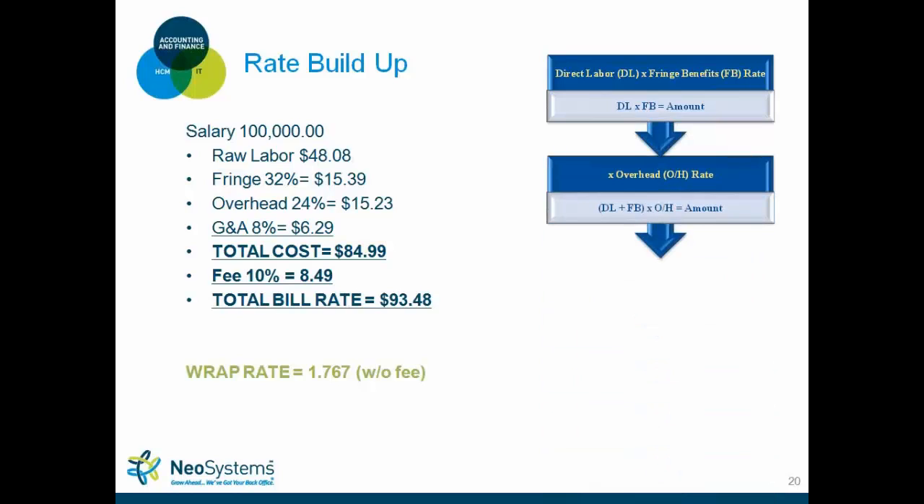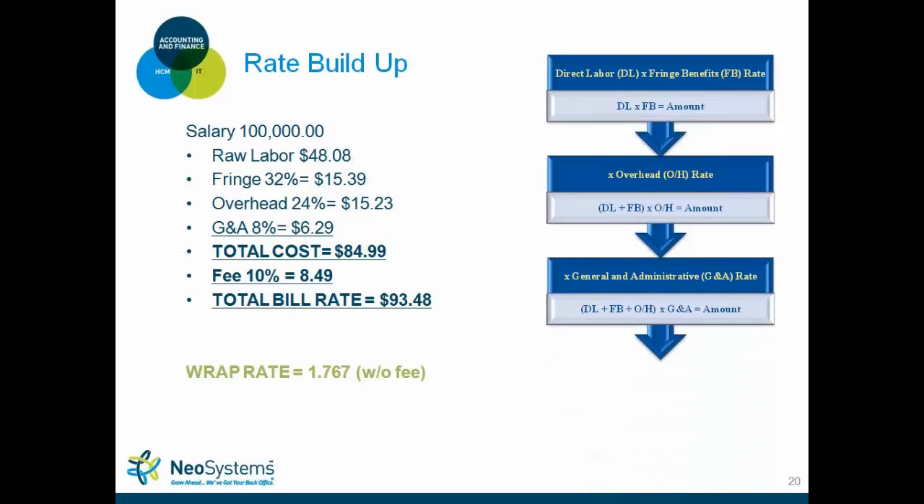Then you factor in the overhead. So it's taking the raw labor plus the fringe dollars amount and multiplying it by the overhead rate of 24%. That gives you another $15.23 for overhead cost.